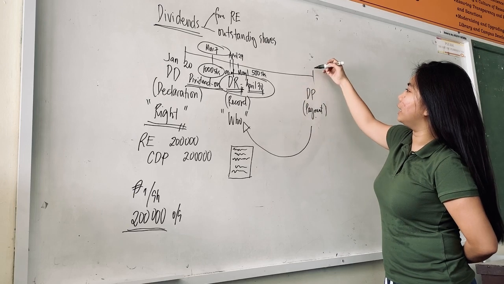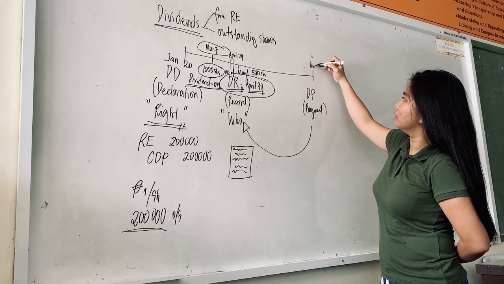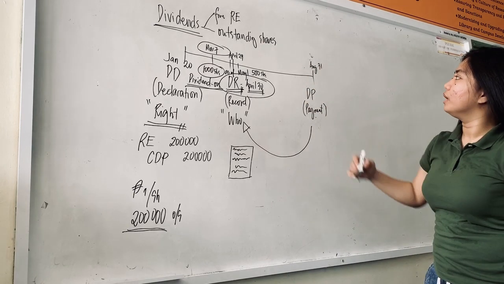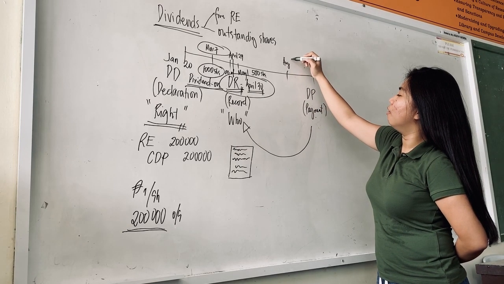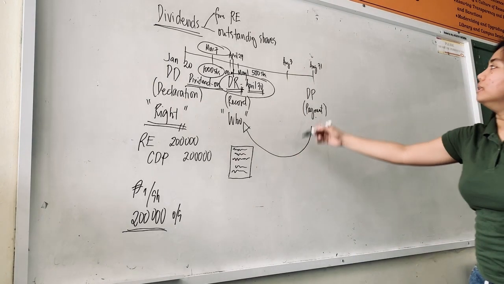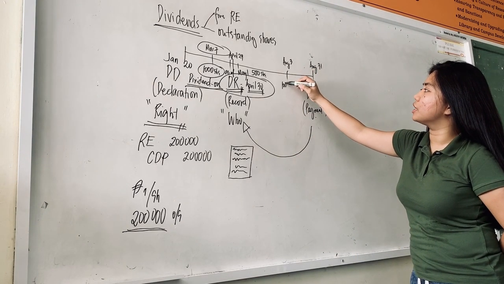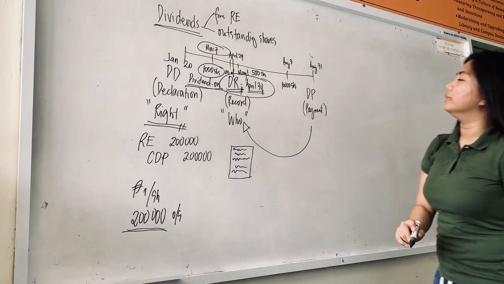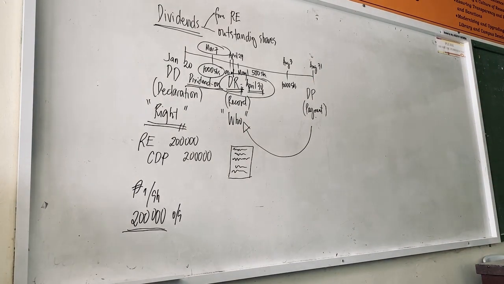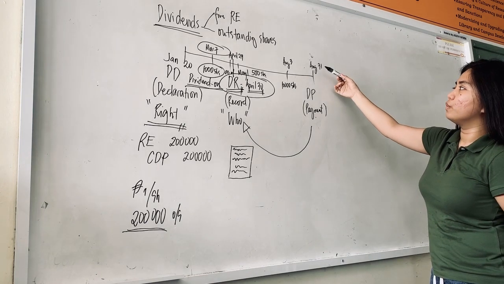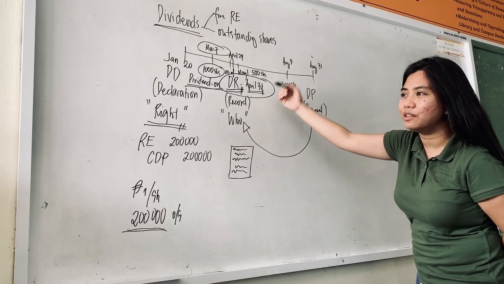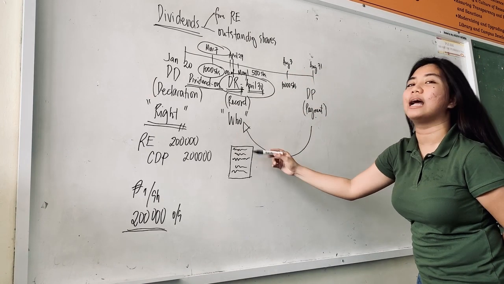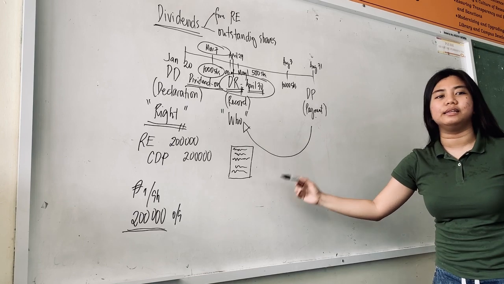Kung halimbawa, ang date of payment ay August 31. Bumili ka ng August 3. Bumili ka ng 10,000 shares. Naku, ang dami mong binili. Sabi mo, bigyan niyo na ako ng dividends. Would you receive dividend? Hindi na. Bakit? Kasi as of April 30, uulitin ko, final na yung listahan kung sino lang ang makaka-receive.